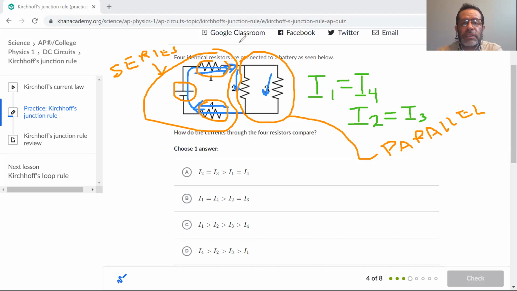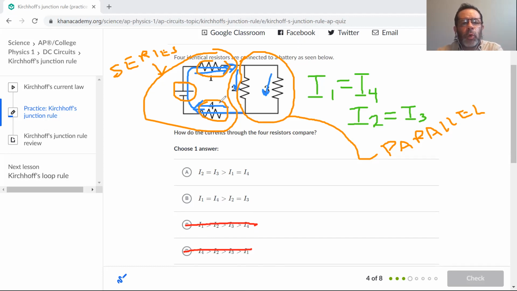So let's see which ones here we can eliminate. I1 is larger than I2 is larger than I3 is larger than I4. Well, we know that this isn't true because they're the same. This other relationship, I4 to I2 to I3 to I1, this would also be eliminated because we see that some of them are the same. So we're left with these 2 options.